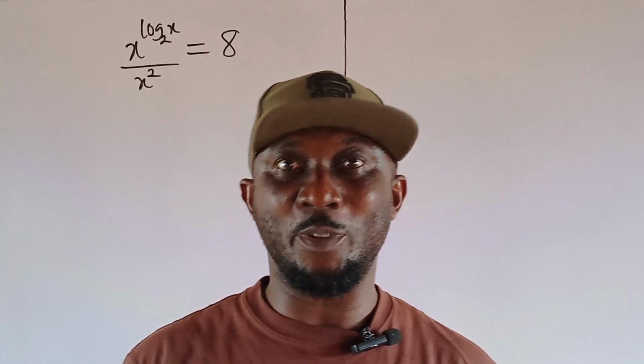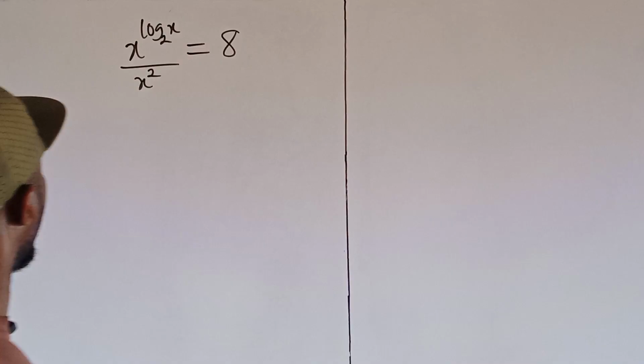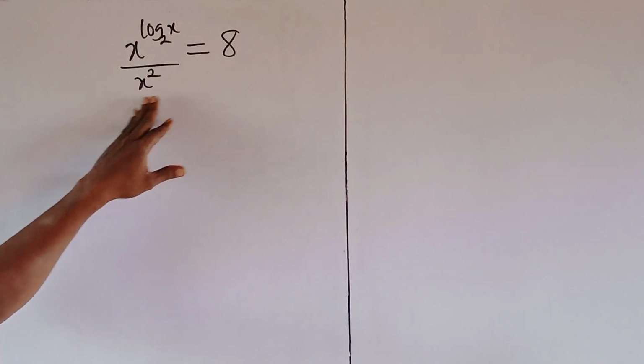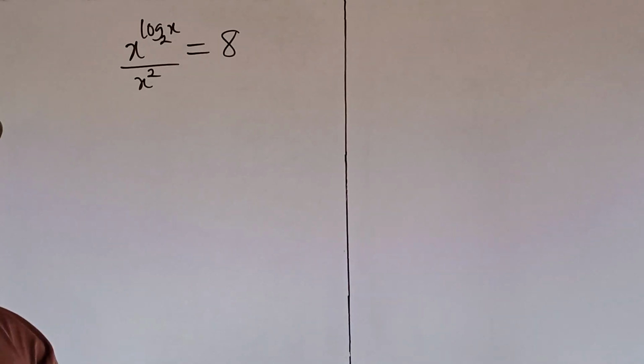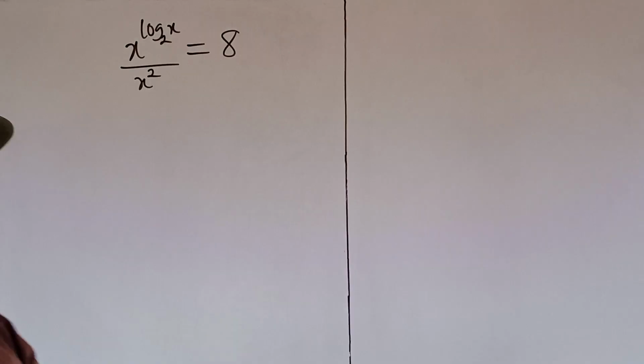Let's take a look at the problem we have for your viewing pleasure today. We have this problem involving exponent and logarithm: s raised to the power of log to base 2 of the argument x, all upon x squared, equal to 8. One may be tempted to use the division rule of exponents, especially on the left hand side, but that's going to complicate the solution to this problem.